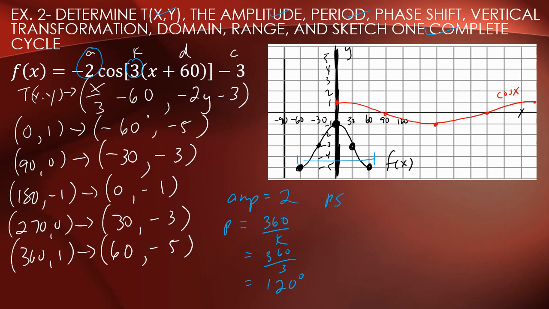Our phase shift is our d value. It has shifted left 60 degrees, and you get that from up here. What is our vertical transformation? That's my c value, down 3 units.